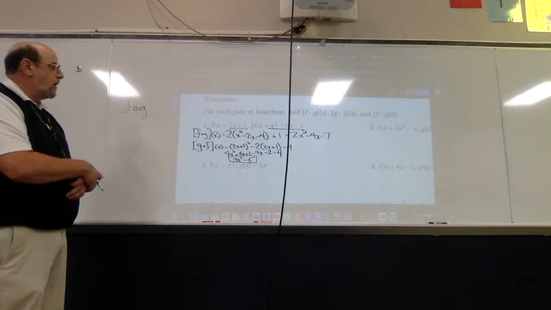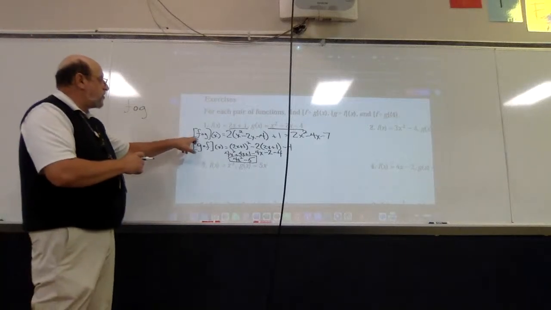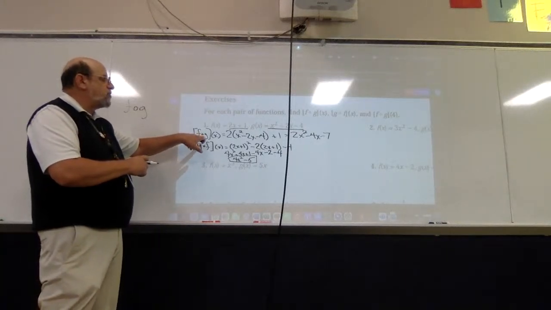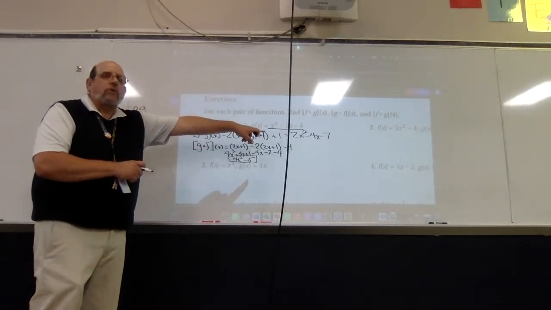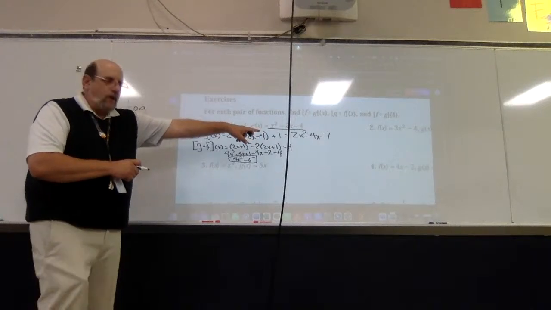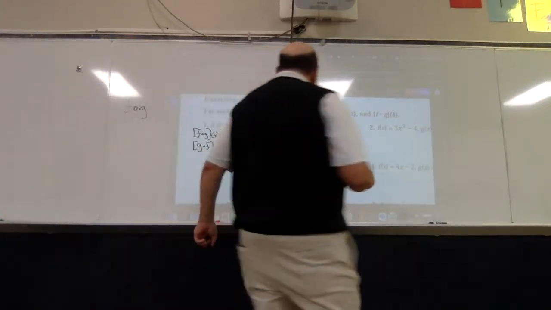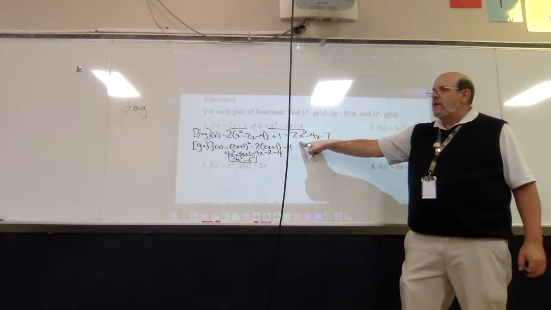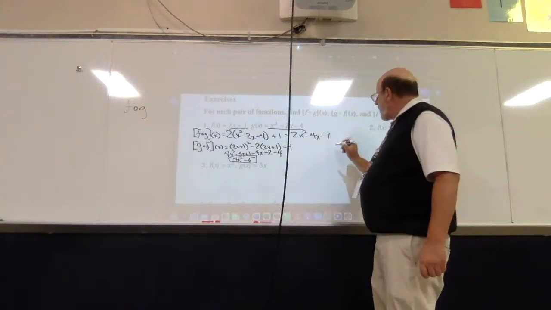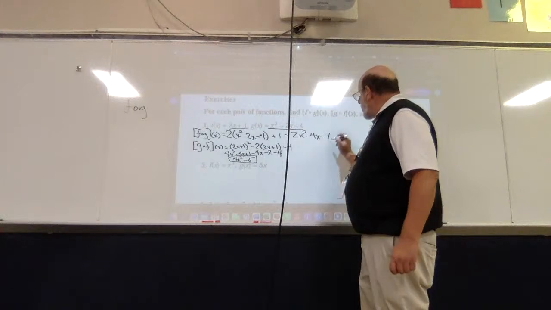Good? So if I had this composition, F composed of G, and I put in a 4 for X, at the end, what do I get? So this is my final answer for F composed of G, right? So I'm going to use this same one.